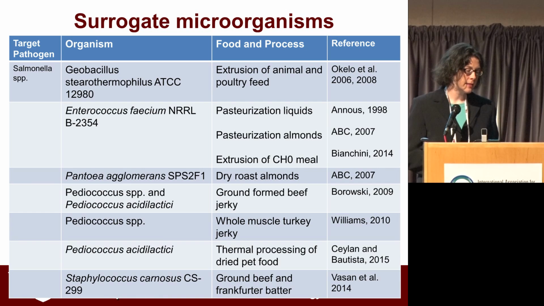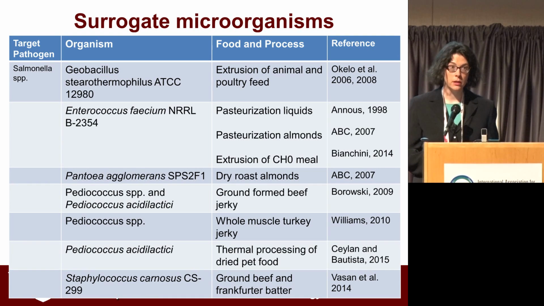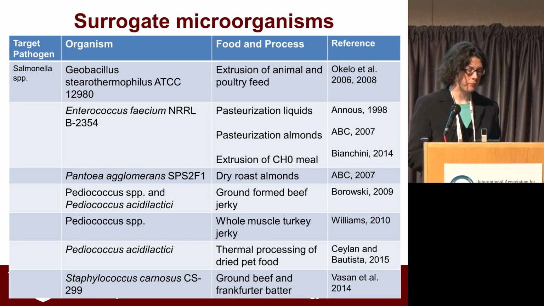Pantoea agglomerans has been used also for dry roasted almonds. I would like to point out that that is a potential concern, as it can cause some diseases in individuals who are immunocompromised, so that should probably be used with caution, and is also potentially a plant pathogen as well.